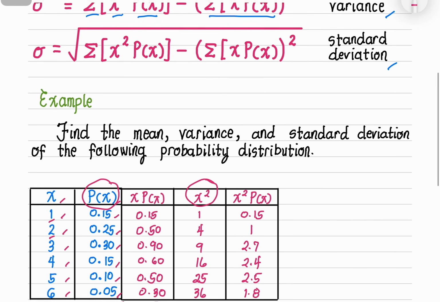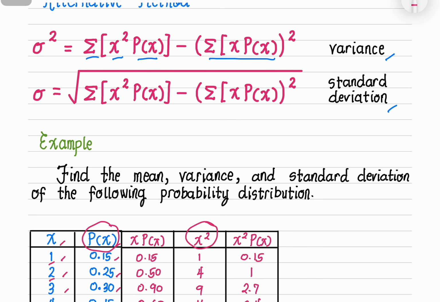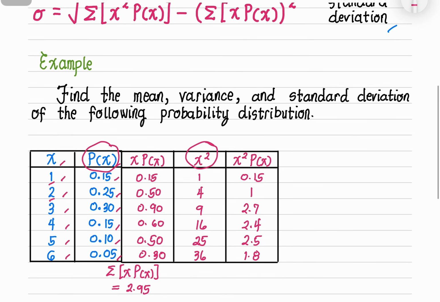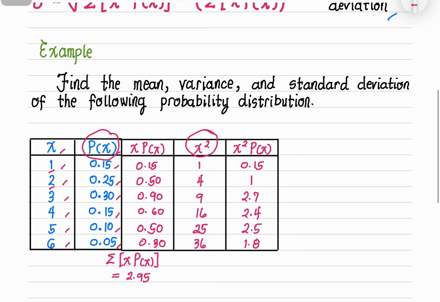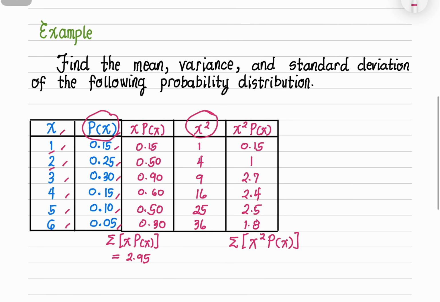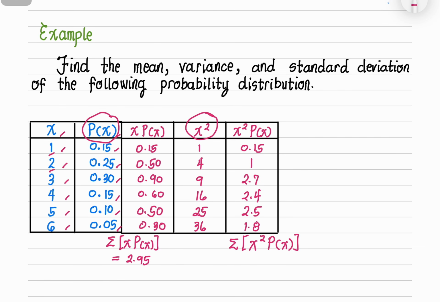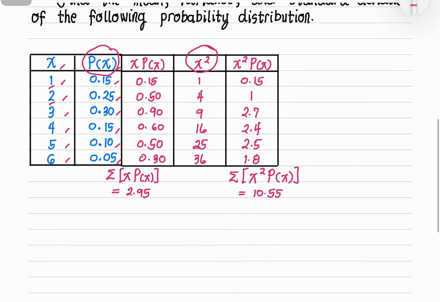Okay. And then, dito sa formula natin, di ba we have the summation of a bracket x squared times the corresponding probability. So guys, ito yun. So meaning, kukunin natin yung summation ng last column natin. Gets? Okay. So the summation bracket x squared times the corresponding probability. So kapag kinuha natin yung summation yan, class, this is equal to 10.55. Okay, gets?